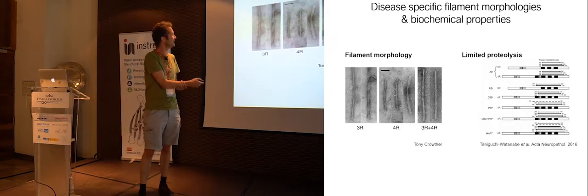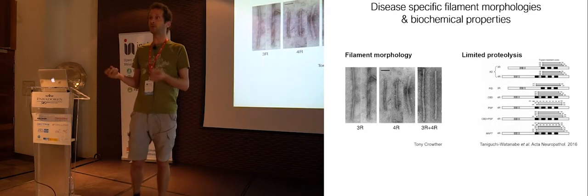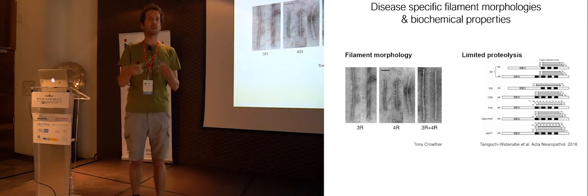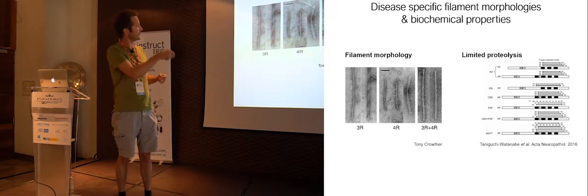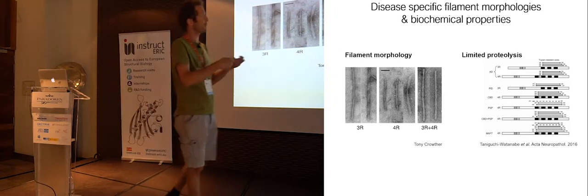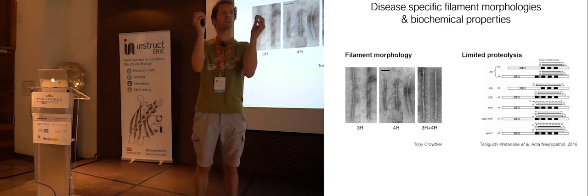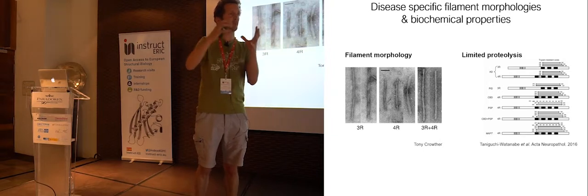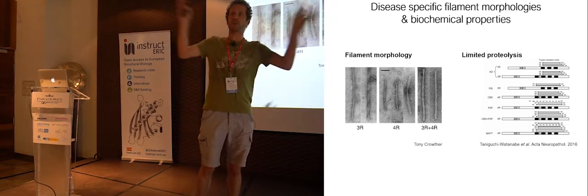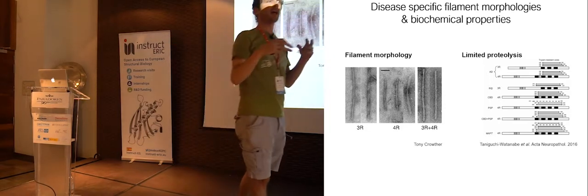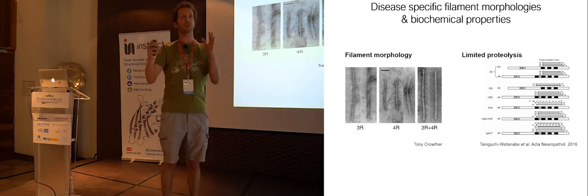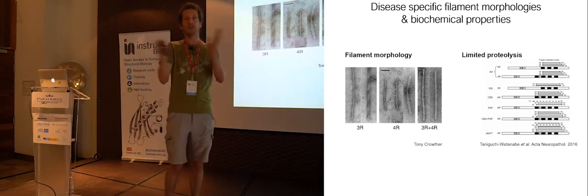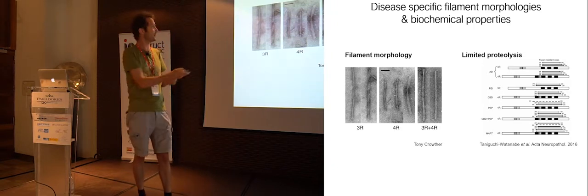Now, Tony Crowther, back in the 90s already, looked with Michel at filaments extracted from the brains of these patients in negative stain, and saw that the morphology of the filaments was different. And more recently in Japan, there was also work looking at limited proteolysis, because not all the amino acids of full-length tau participate in forming this cross-beta structure. Many of them flop around in what is called the fuzzy coat, and you can cut those away with limited proteolysis, and then he finds that there are different amino acids in these structured cores of these amyloid filaments.